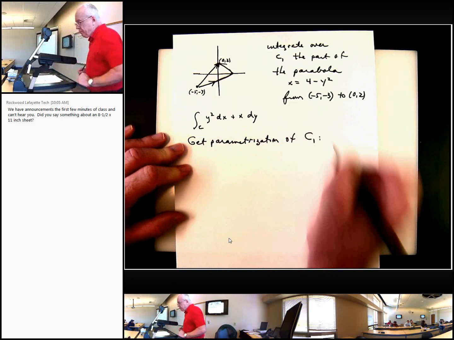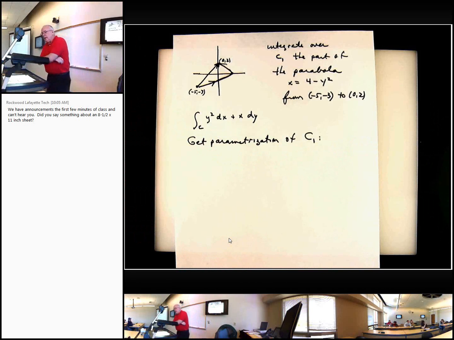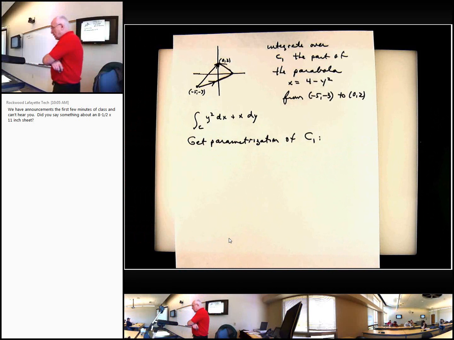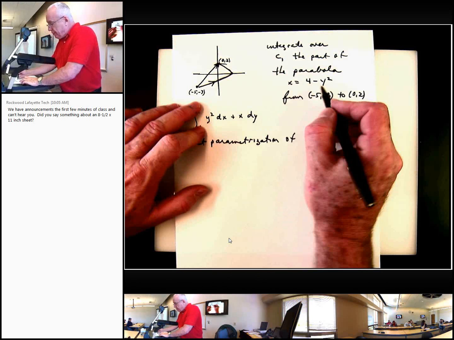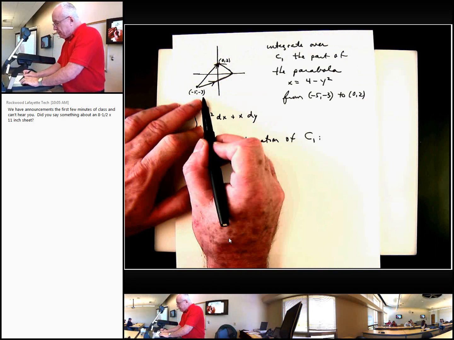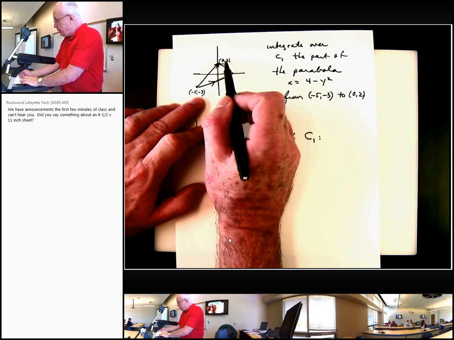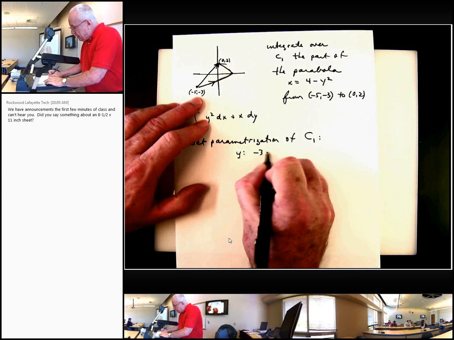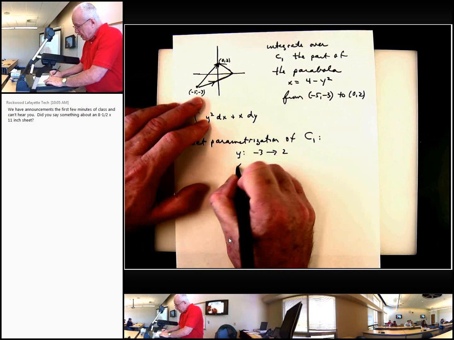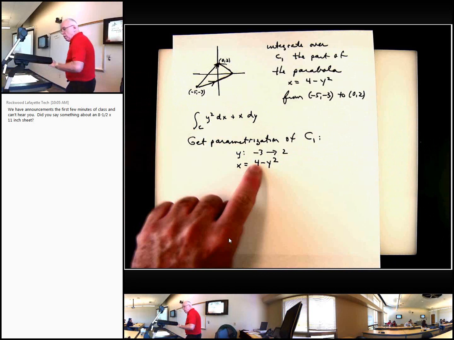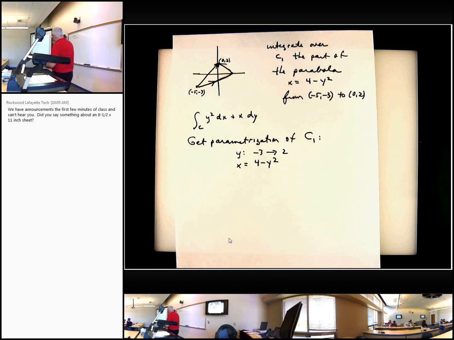Of C1. All right. Now notice here, x is given in terms of y. X is equal to 4 minus y squared. Y varies here. Let's look at this curve. Y varies from -3 on the bottom to 2 on top here. So y is going from -3 to 2, and x is just traveling along with that particular function, 4 minus y squared.